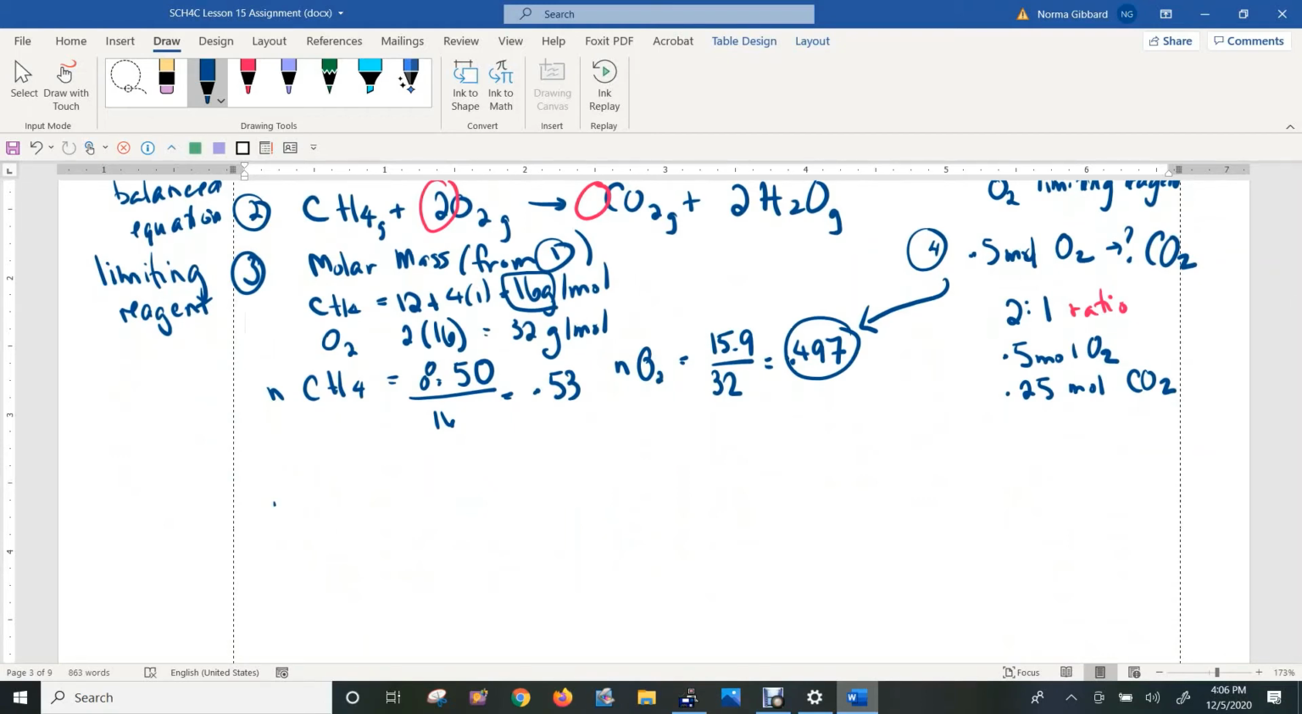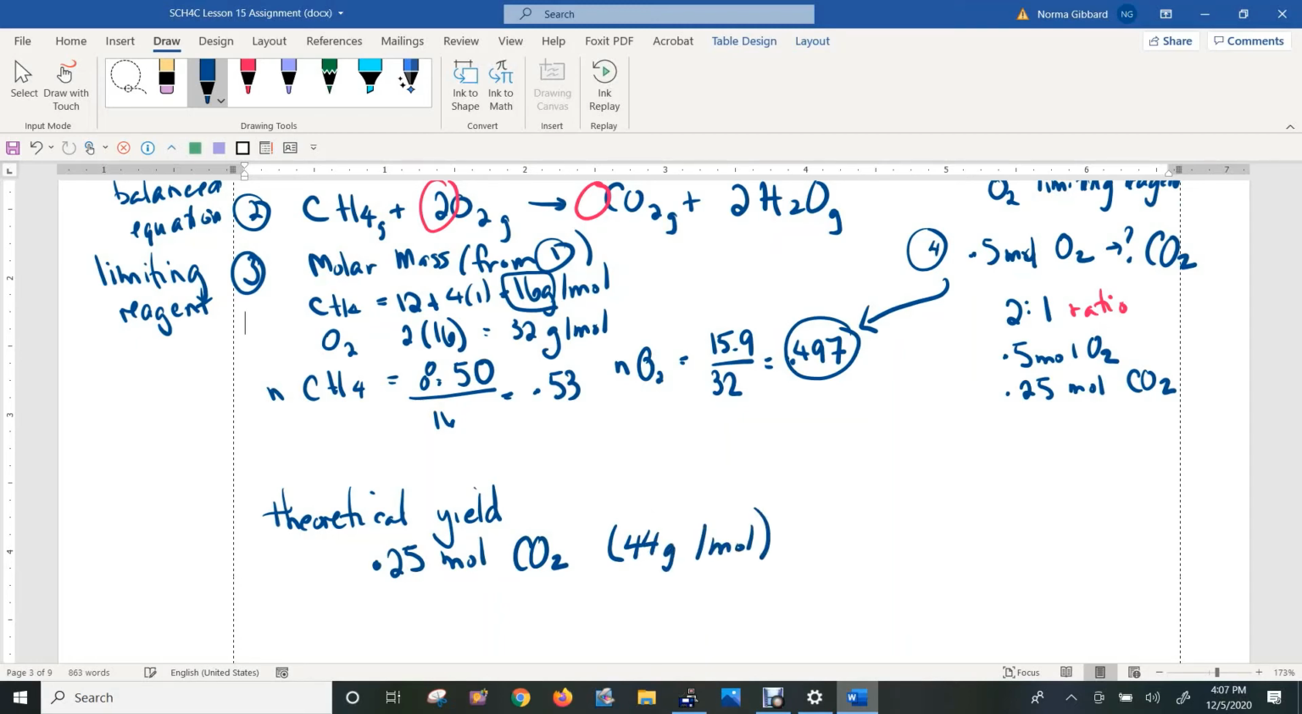Okay, so now the theoretical yield is 0.25 mole of CO2 at 44 grams per mole will produce 11 grams of CO2.